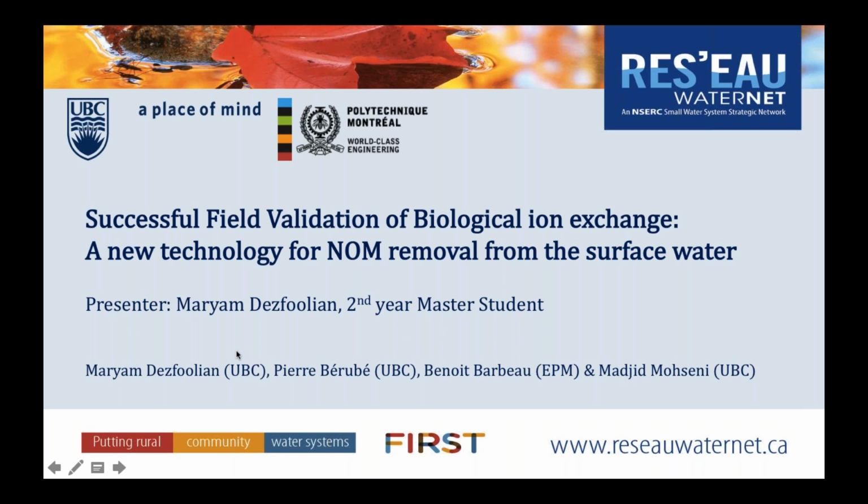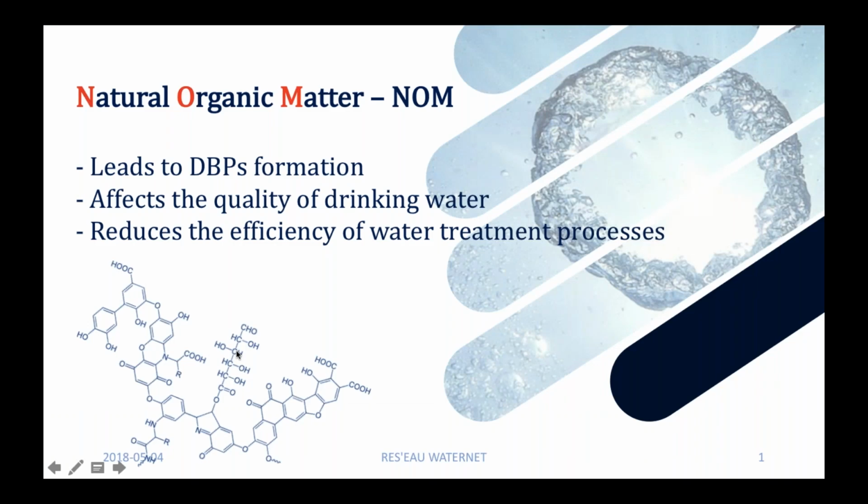My presentation is about natural organic matter removal from the surface water using biological ion exchange method as a new technology in the First Nation community in northern BC. First, we'll start with a quick definition of natural organic matter. Natural organic matter, NOM, is a complex mixture of various organic substances which is made of biodegradation of animals, plants, and organic materials.